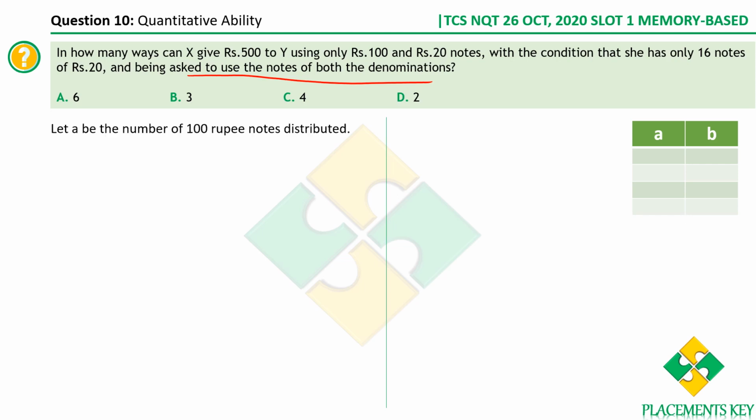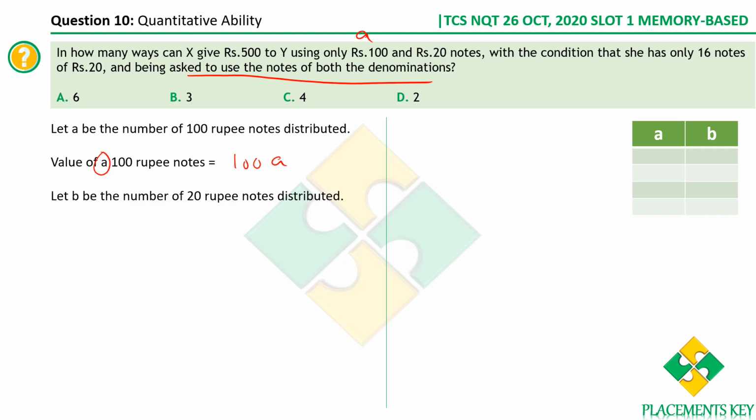Is it clear? See, let A be the number of 100 rupee notes distributed. What is the value of A 100 rupee notes? Each note values 100 rupees, so A notes have the value of 100A. Similarly, let B be the number of 20 rupee notes distributed. Therefore, the value is equal to 20B. Now, what is the total value that is distributed? It is 100A plus 20B.